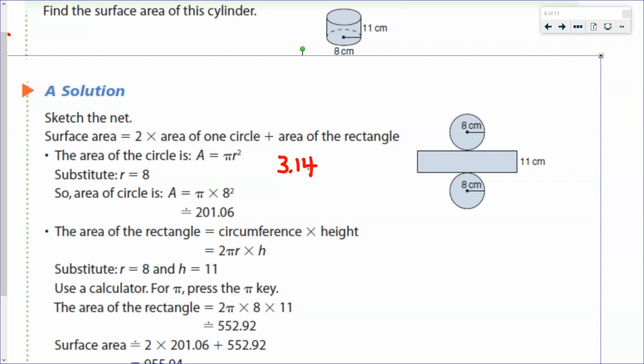Okay, r equals radius. That's halfway across the circle, right here. And squared just means we times it by itself. So substitute the radius given, 8. Area equals 3.14 times 8 squared. So this would be 3.14 times 64.